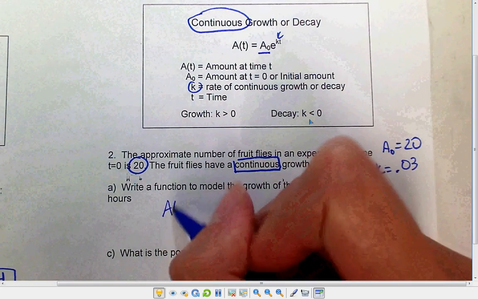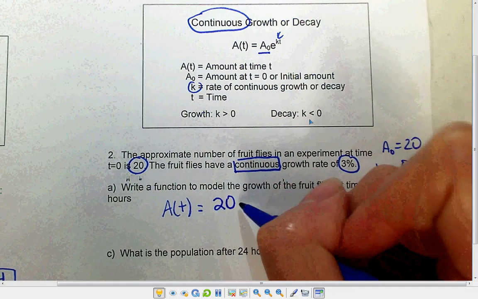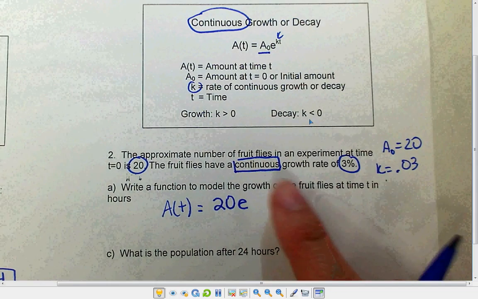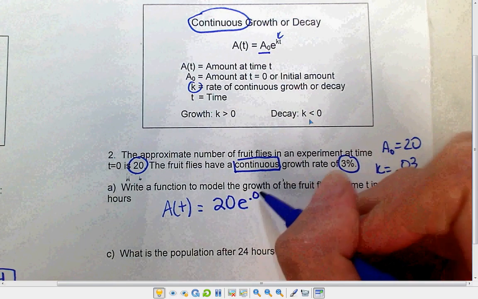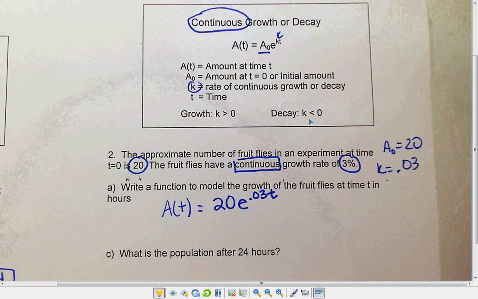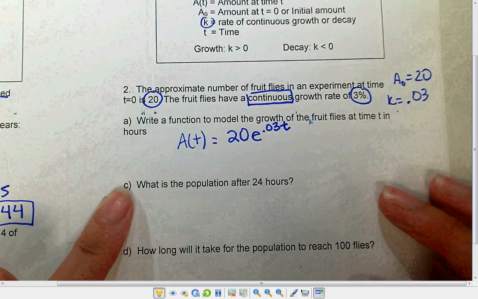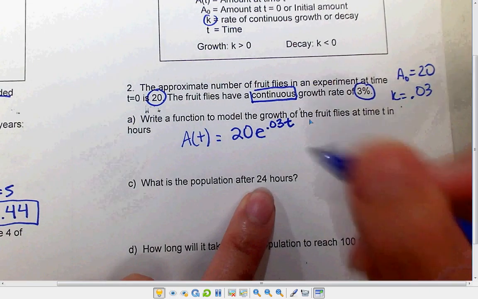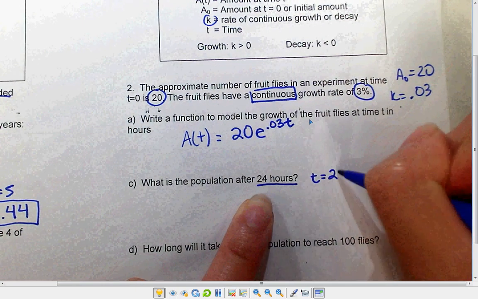So we have A of t equals my initial amount, which is 20, e, because this is continuous, to the power of 0.03t, for time. This is the equation I'm using. Our next part is asking what is the population after 24 hours. Again, hours, this is time. So time is equal to 24.